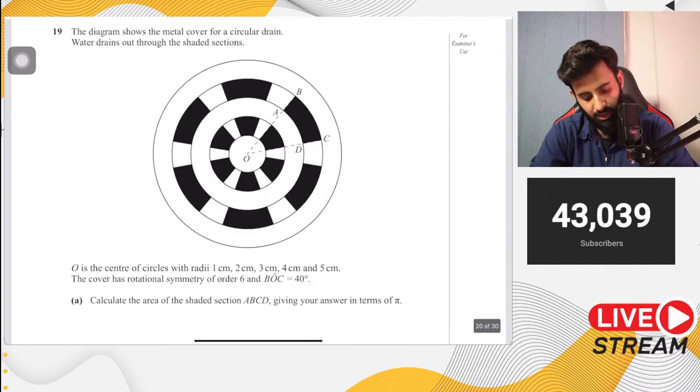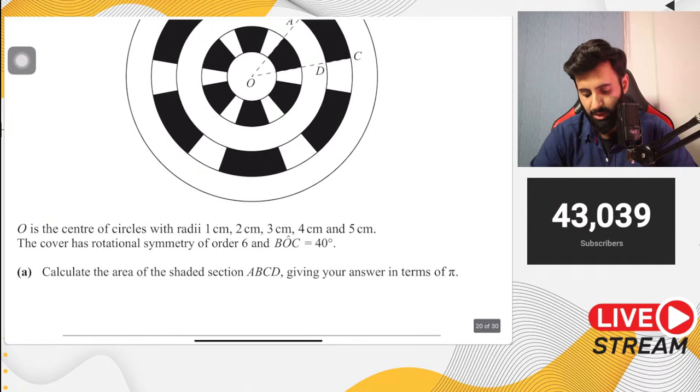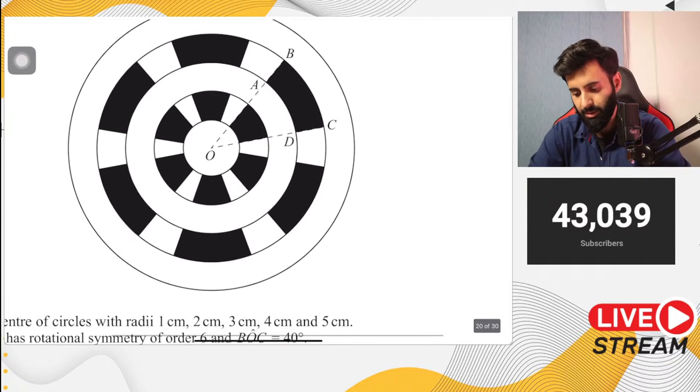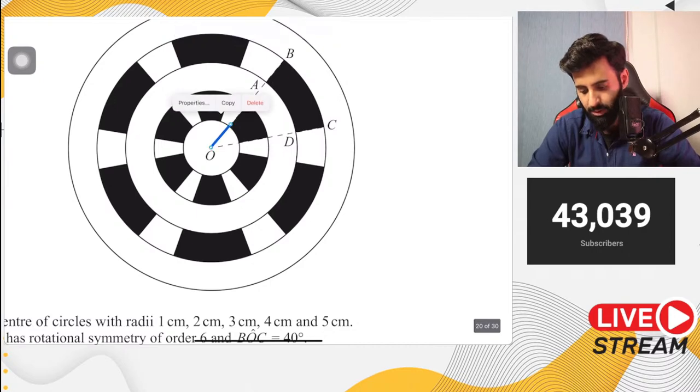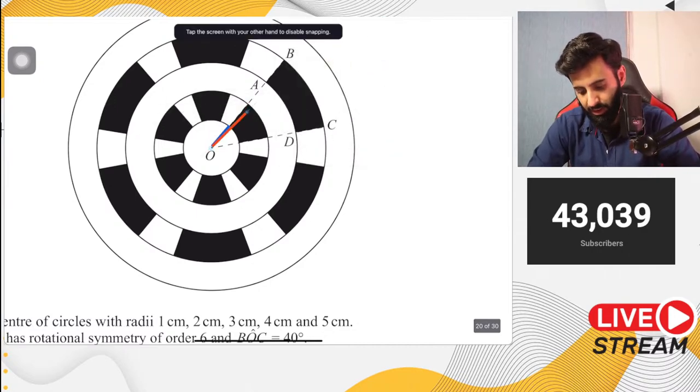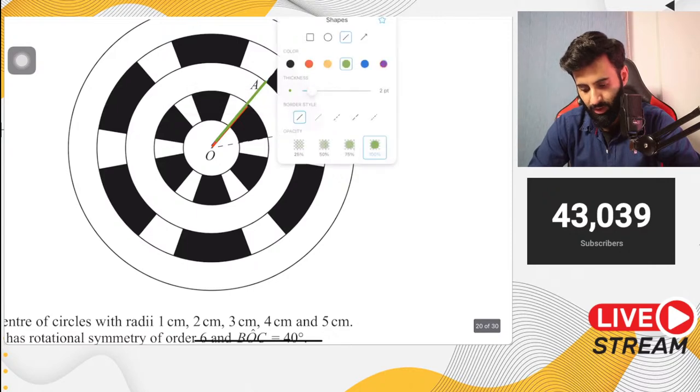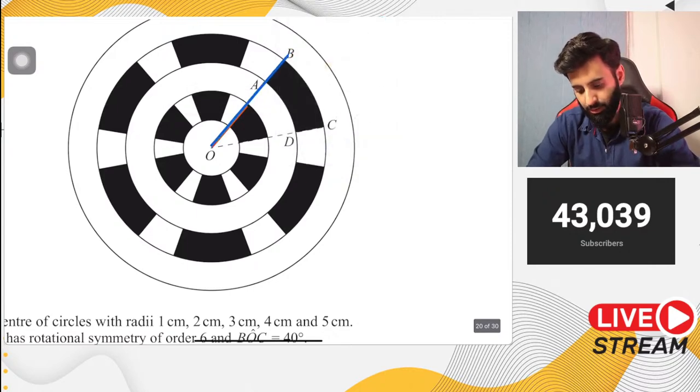O is the center of circles with radii 1 centimeter, 2 centimeter, 3 centimeter, 4 centimeter, and 5 centimeter. So basically this is 1 centimeter, what you're looking at in blue. What you're looking at in red is 2 centimeter. Then green se jo aap dekh rahe hain wo 3 centimeter hai. And then blue se jo aap dekh rahe hain wo 4 centimeter, and then all the way through is 5 centimeter. So just keep that in mind.